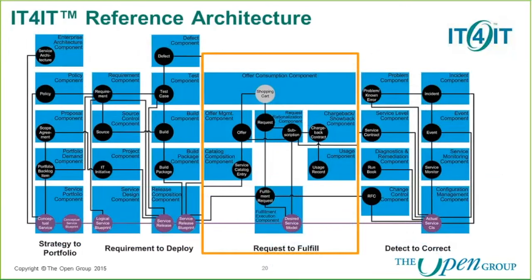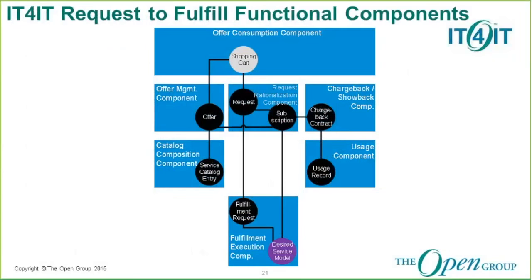Here is the view of the overall IT4IT reference architecture again. Now let's drill a bit further into the architecture of the request to fulfillment value stream. By examining and understanding these key elements of this value stream, we become much better equipped to address the ongoing needs of the business, optimize cost, and shape patterns of consumption, while reducing cost and creating consistency in the services you deliver.